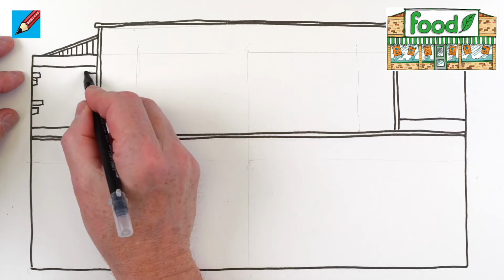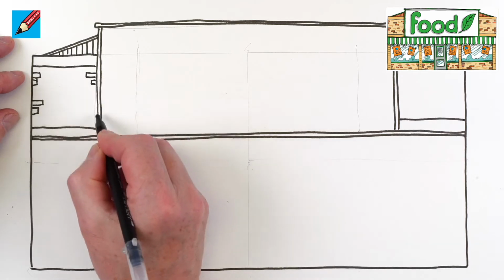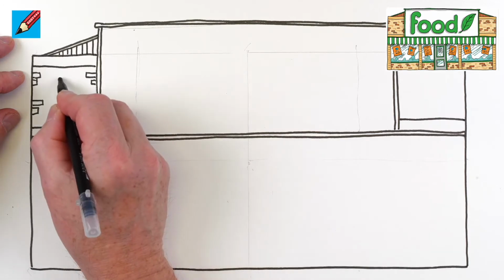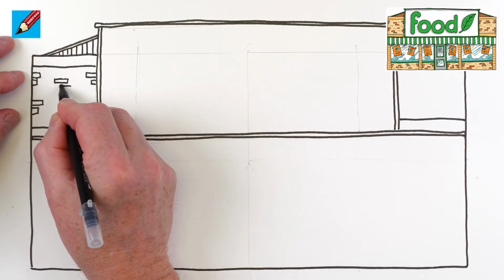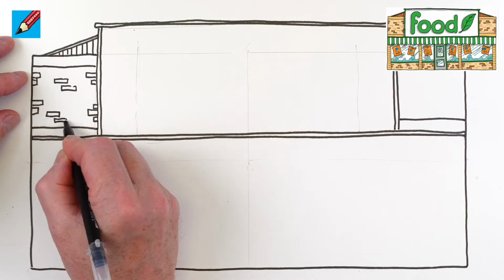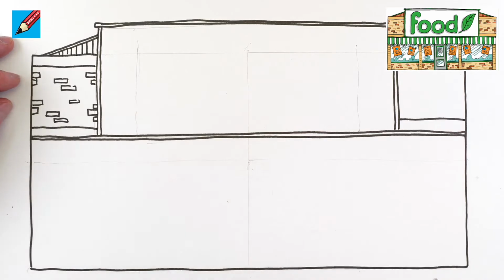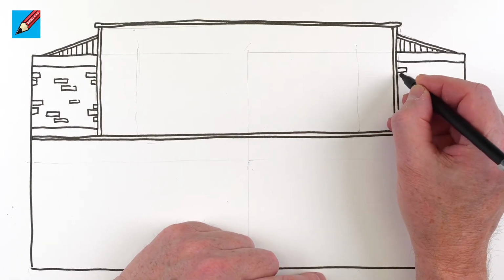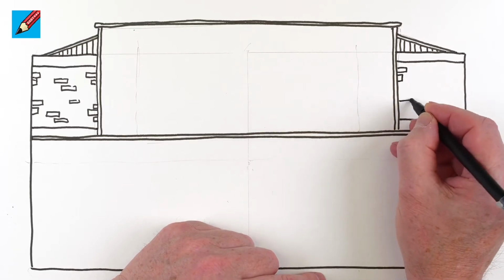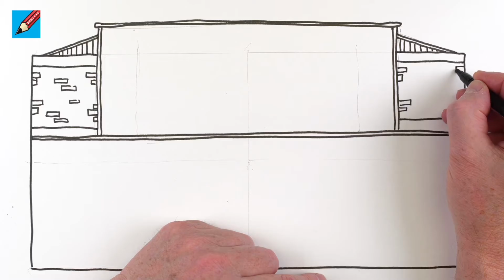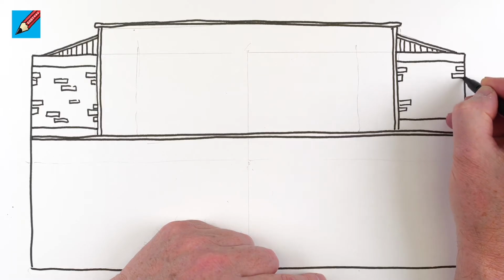So you do kind of a long one and a short one. Long one and maybe two short ones either side. And then long ones like that. So when you do bricks, you don't need to draw every single one. You just need to give this impression of bricks. Because when you have to sit there and draw every brick, it drives you mad, doesn't it? And you don't want that happening.